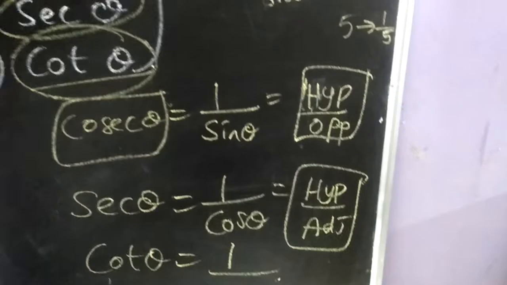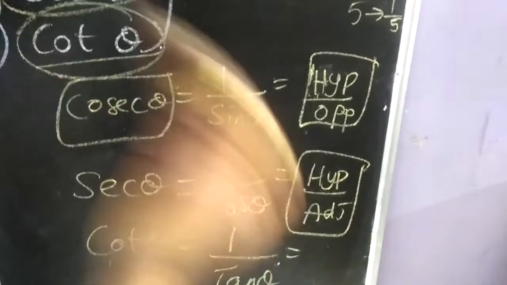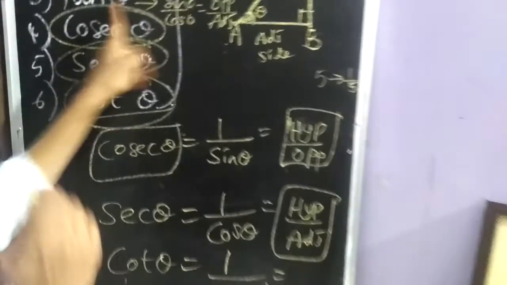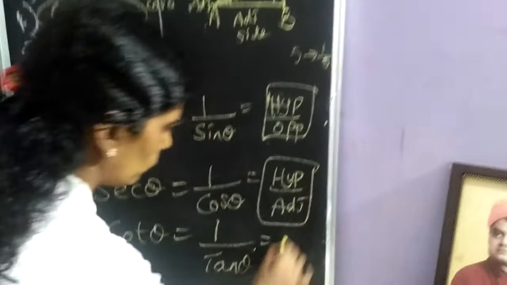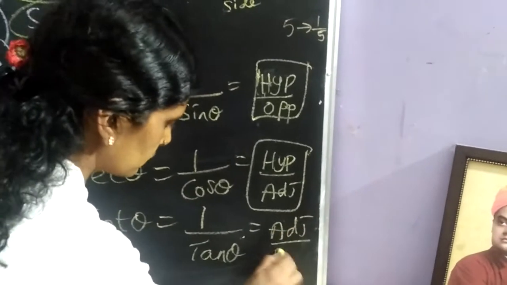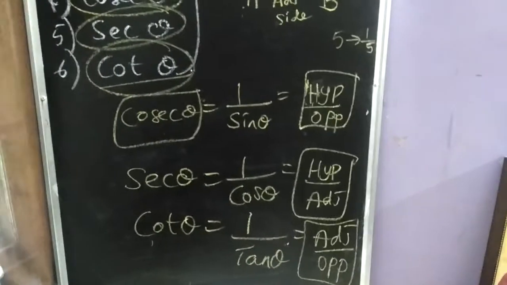Cot is, what will it be? Reciprocal of tan. So what is the reciprocal of tan? Tan is sine by cos, or opposite by adjacent. Now the reciprocal is adjacent by opposite. Are you clear with all the 6 ratios, children?